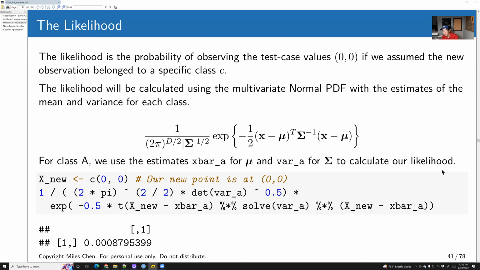Okay, so here we're using the multivariate normal distribution. Does the Bayes classifier work for any distribution? Yes. If you know the likelihood, what distribution you want to apply, then yes, it will work.